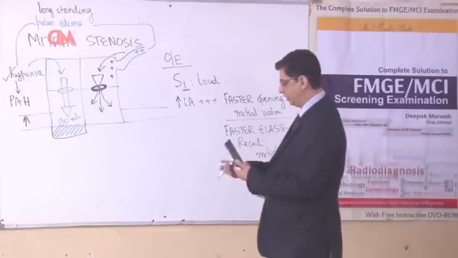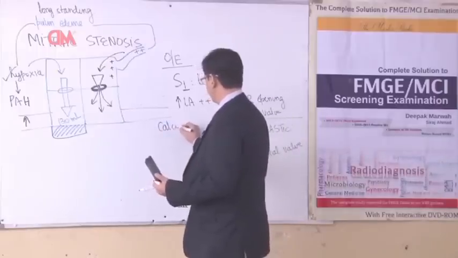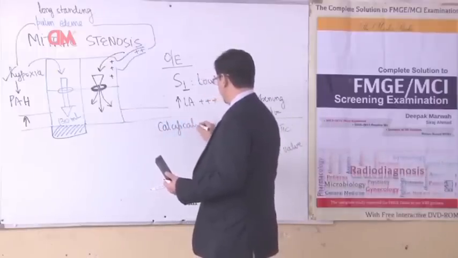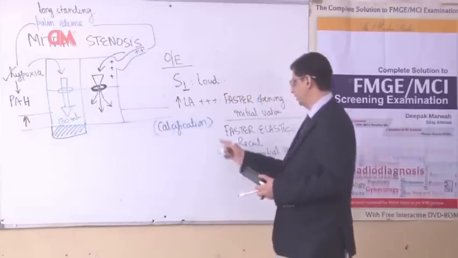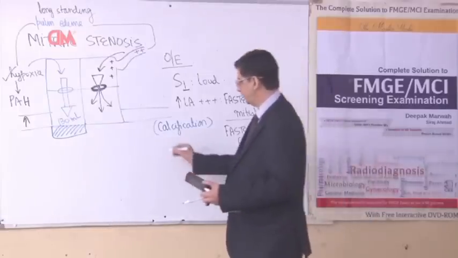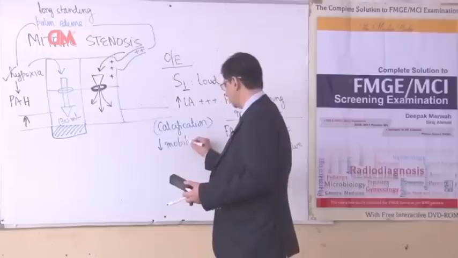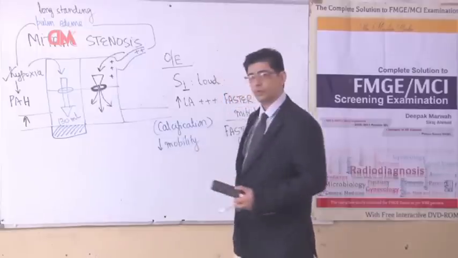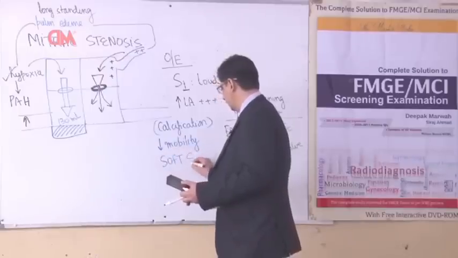Now let me say, if there is development of calcification in the valve, then the development of calcification in the valve will result in decrease in the speed of recoil, and because of the decrease in the mobility of the valve because of the calcification, these patients will be ending up with development of a soft S1.